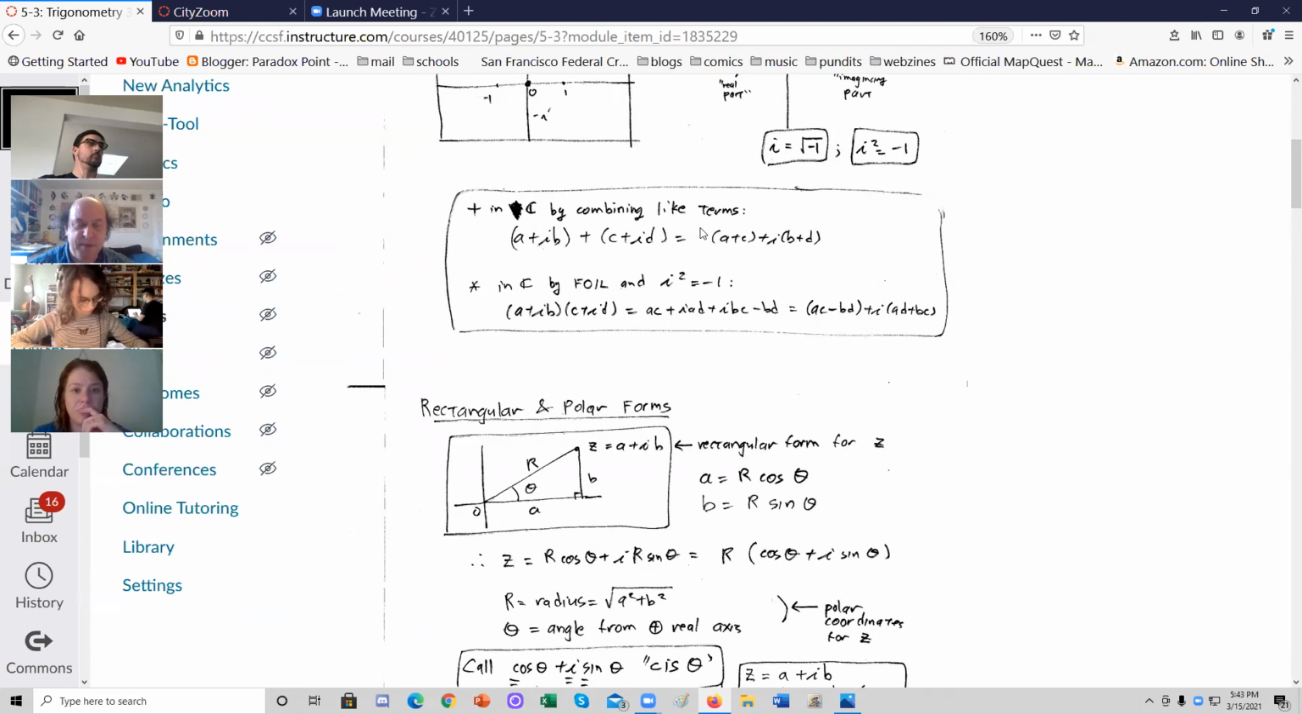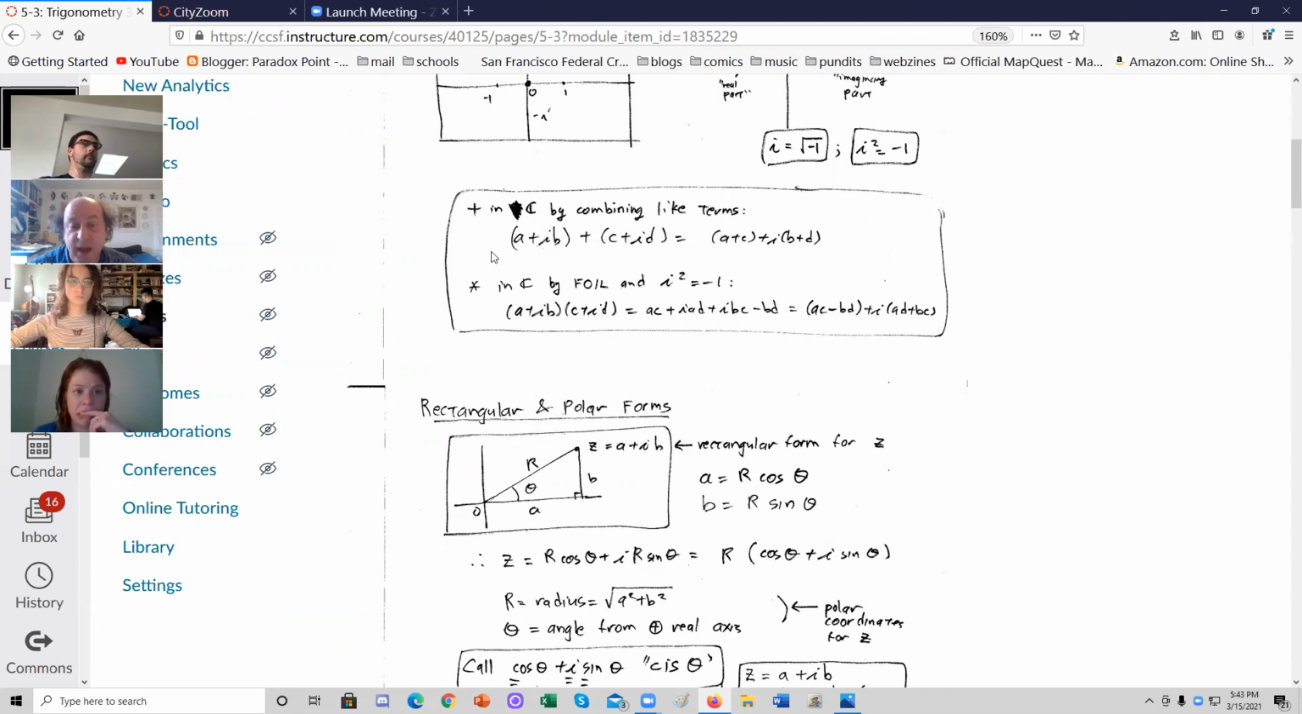Now we do addition in complex numbers by combining like terms. a plus ib plus c plus id is a plus c, the real parts add up, plus i times b plus d, the imaginary parts add up. Same with subtracting them and multiplying by a real number. Everything happens in the real and imaginary parts separately.